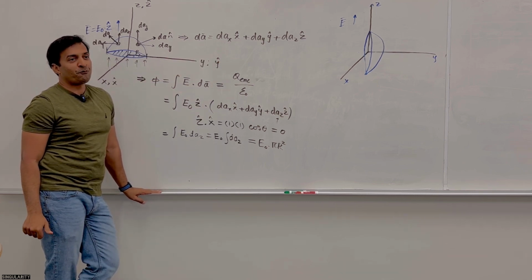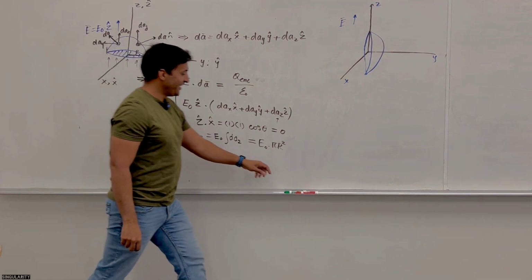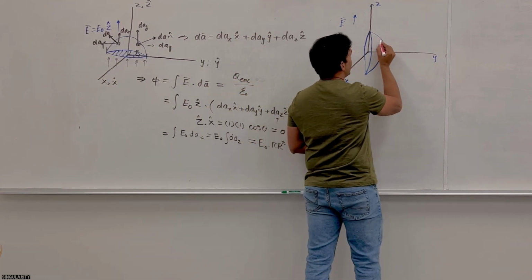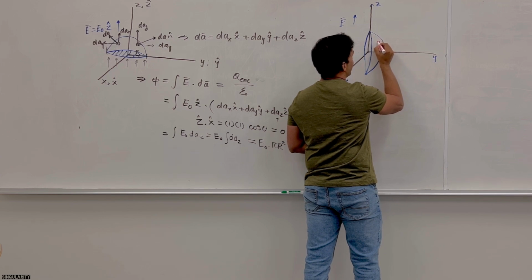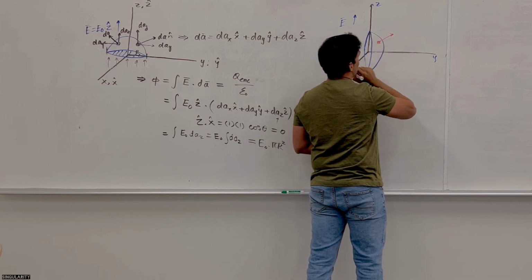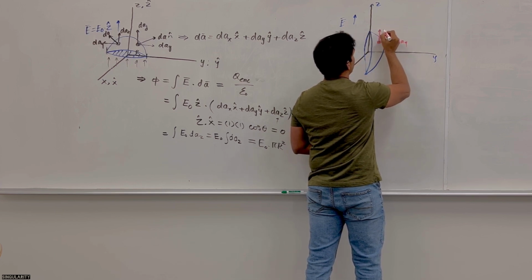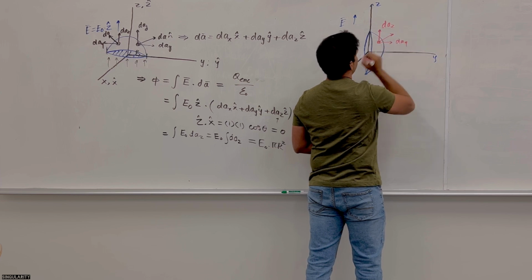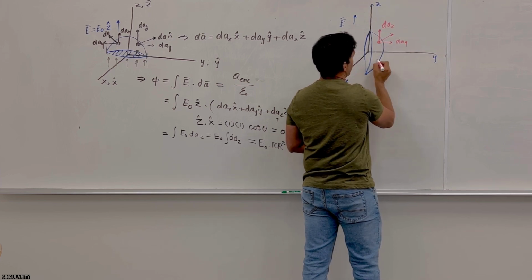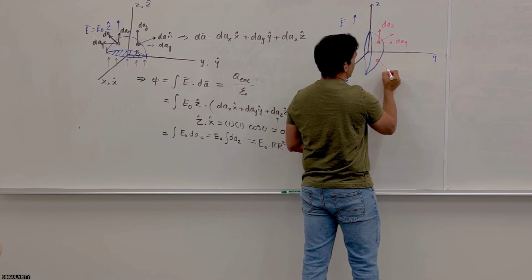Should I also make two small area elements? Let's say this one going in this direction. So this is dAy. This one is dAz. Okay. Take another one here going in this direction.